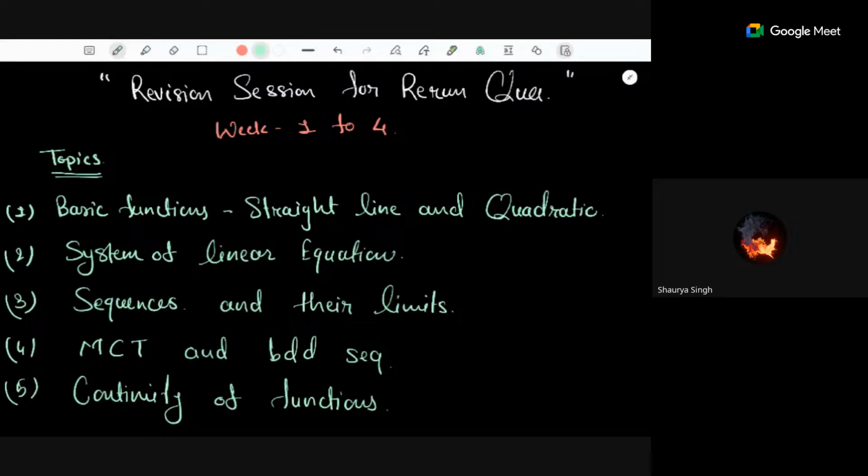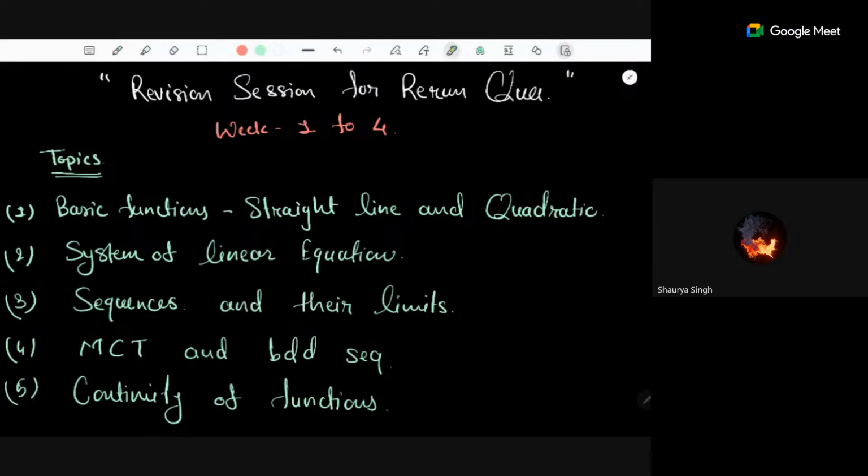The third topic will be sequences and their limit. What do we understand by the limit of a sequence? I'll take a couple of examples of the limit of a sequence, and then we try to figure out how to compute the limit of those sequences. But with sequences, we have a very nice theorem, known as the monotone convergence theorem.